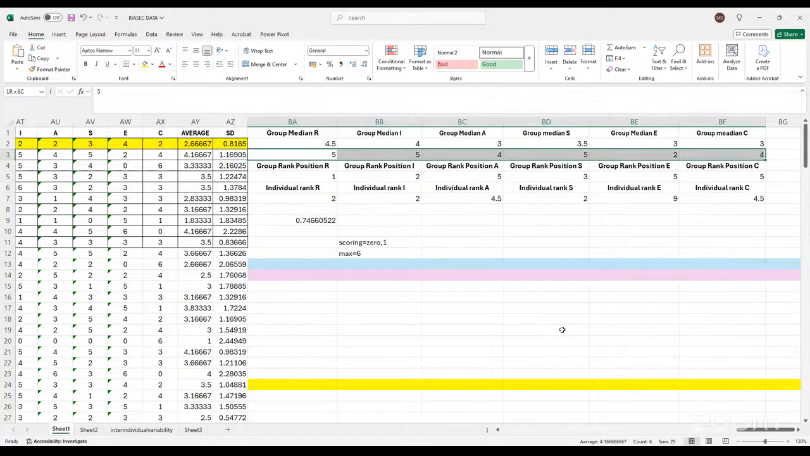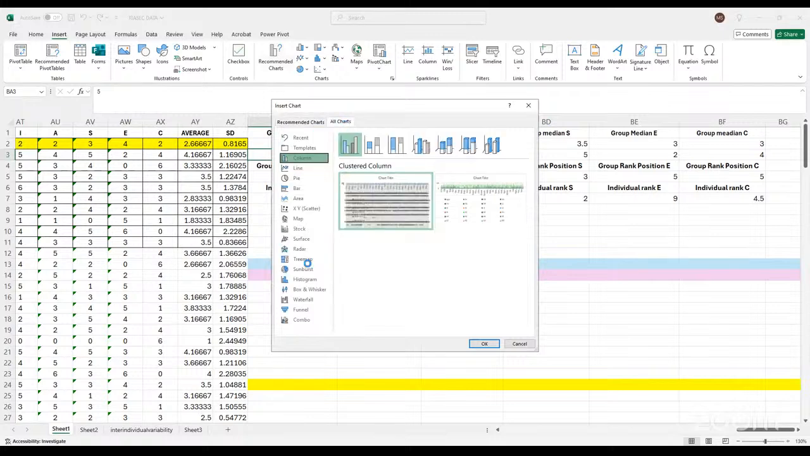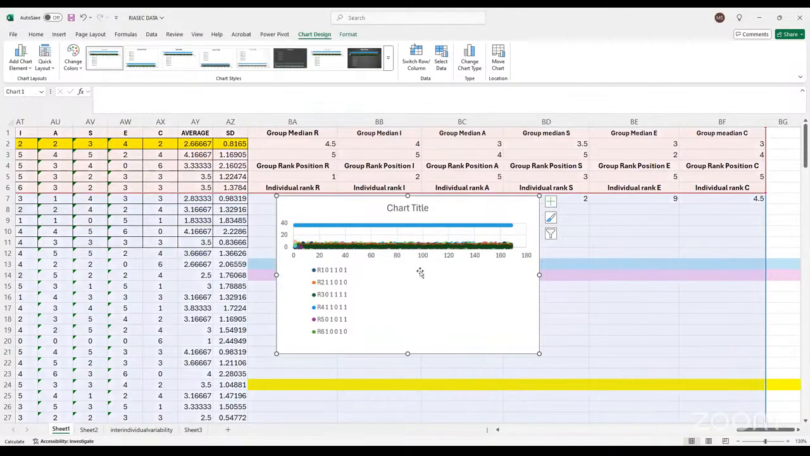So you select the group median and the individual score, the individual rank, the group rank and the individual rank, and do the scatter plot. That is one insert command. That is the individual rank and the group rank, and then you do the scatter plot. So the scatter will come like this in Excel. You take the first one.